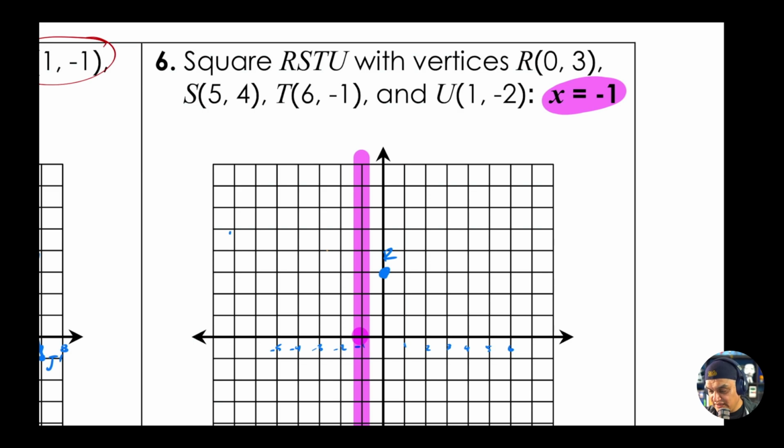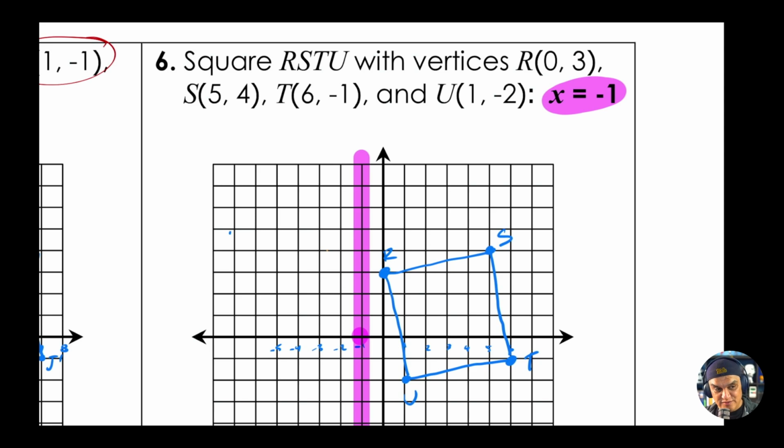S is 5, 4. So I go 5 on the x and then 1, 2, 3, 4 on the y, which is my S. T is 6, negative 1. So I go 6 on the x and negative 1 on the y. So there's my T. And then U is 1 on the x and negative 2 on the y. 1, negative 2. There's my U. And then connect the dots. And there's my perfect square. Well, not the way I draw, but it's a square.